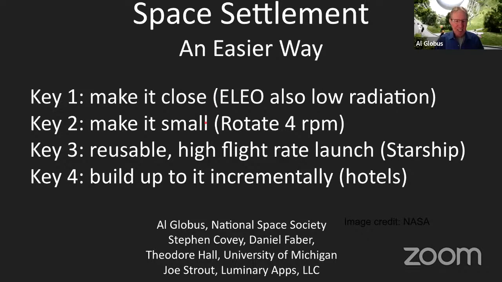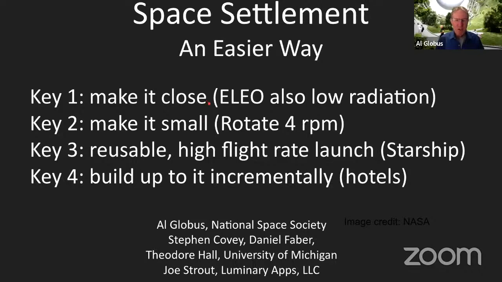The second key is to make the settlement small. And I won't go through the explanation of this now, but we will see it. Basically, if you rotate at 4 RPM instead of 1 RPM, RPM means rotations per minute, you can make a settlement much smaller, and still people will be okay. They will get a little ill, but they'll be all right.